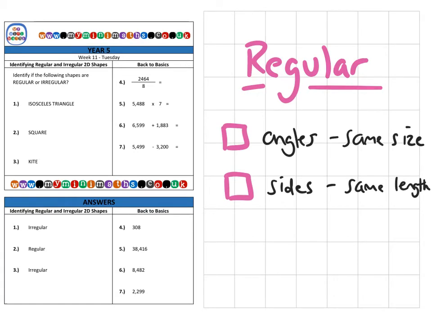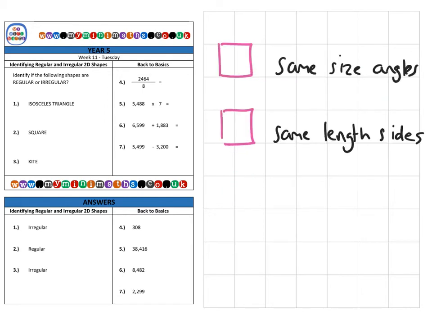Okay, so quite simply, you just check these two properties, these two facts, and if they're both ticked off, then the shape is regular and they can come into the party. So let's have a little look at the questions over on the left hand side. Okay, so first of all, on to question 1, which is the isosceles triangle.